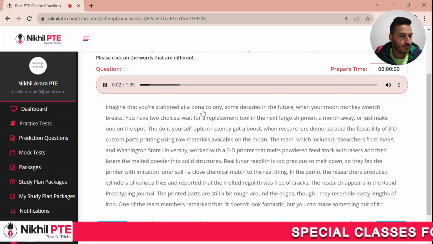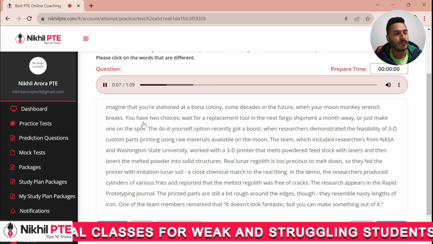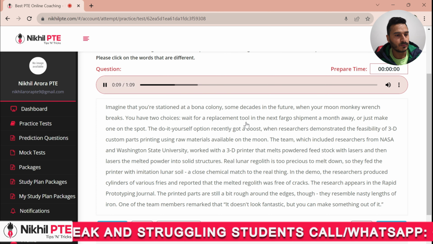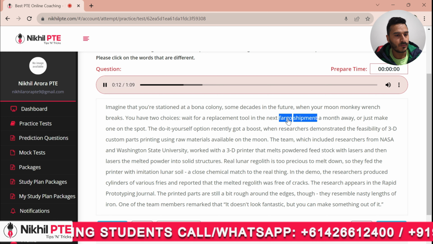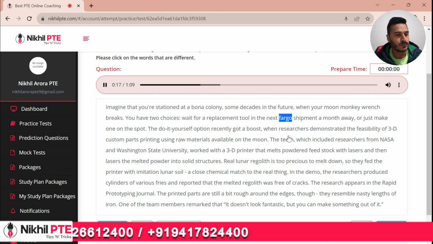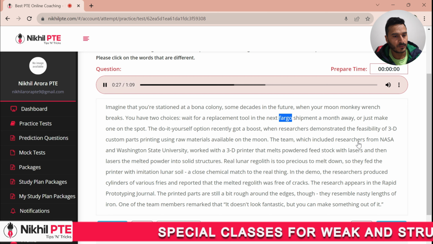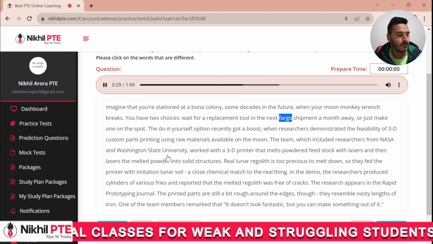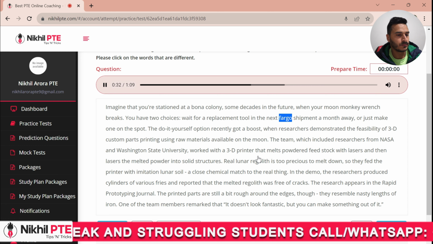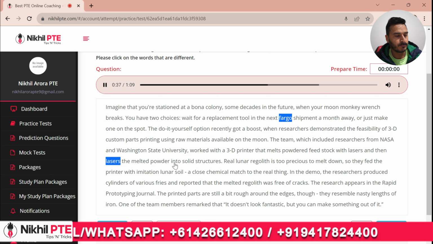Imagine that you're stationed at a lunar colony, some decades in the future. When your moon monkey wrench breaks, you have two choices: wait for a replacement tool in the next cargo shipment a month away, or just make one on the spot. The do-it-yourself option recently got a boost when researchers demonstrated the feasibility of 3D custom parts printing using raw materials available on the moon. The team, which included researchers from NASA and Washington State University, worked with a 3D printer that melts powdered feedstock with lasers and then layers the melted powder into solid structures.